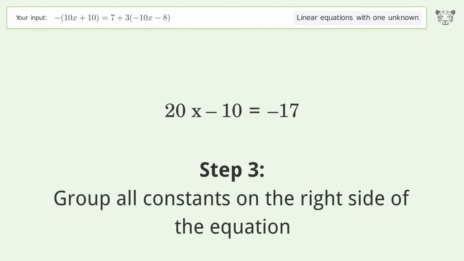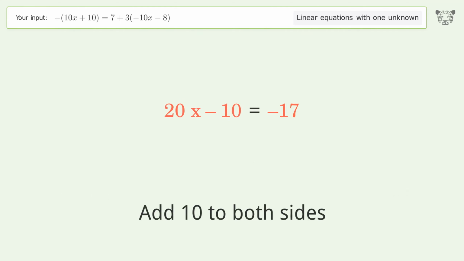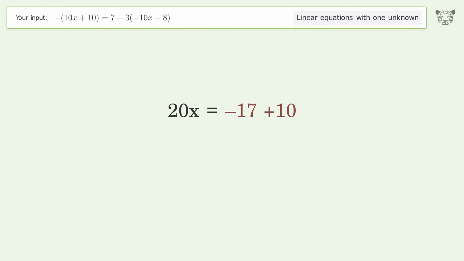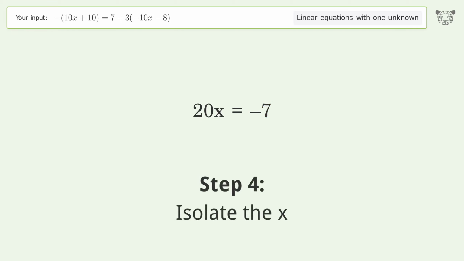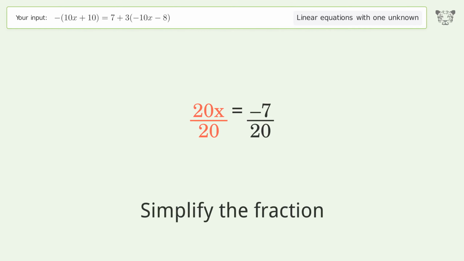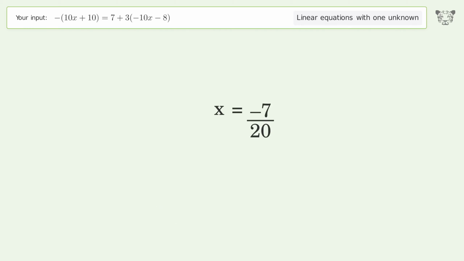Group all constants on the right side of the equation. Add 10 to both sides. Simplify the arithmetic. Isolate the x. Divide both sides by 20. Simplify the fraction. And so the final result is x equals -7/20.